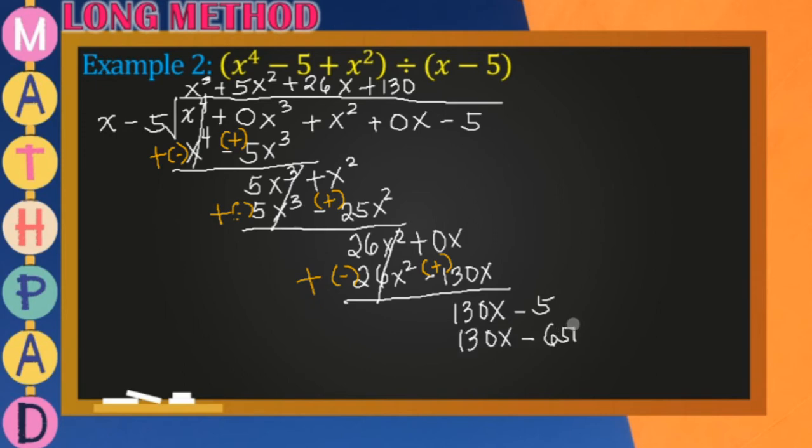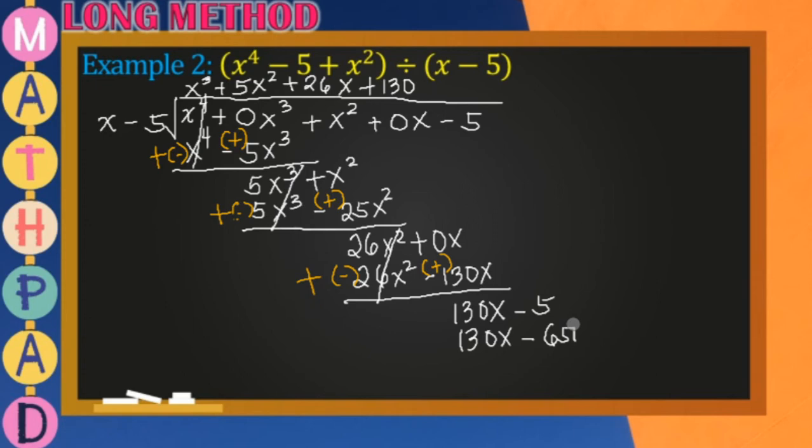Then, again, we change the sign of our subtrahend. This will be negative, and this will be positive, and then we add. Okay? Now, 130x plus negative 130x is 0. Then negative 5 plus 650, unlike sign, we have to subtract. So that is equal to 645. Since 650 is larger than 5, this one will be positive. And this is our remainder.